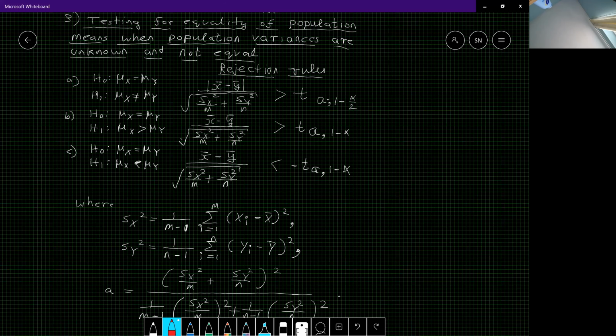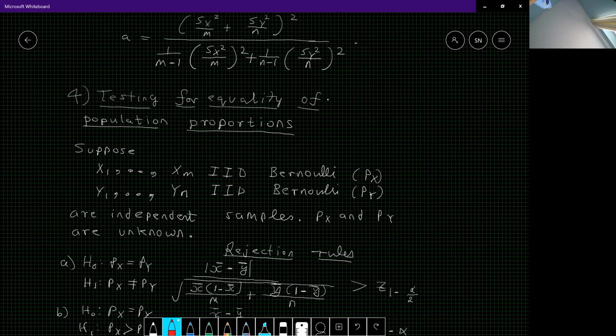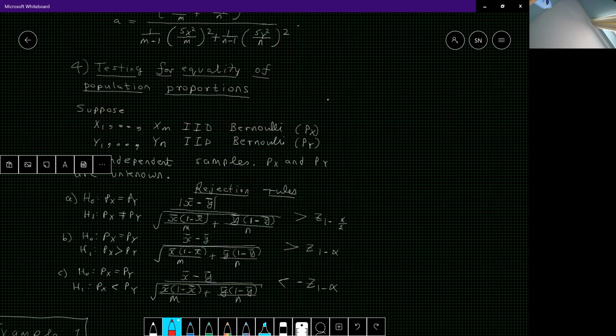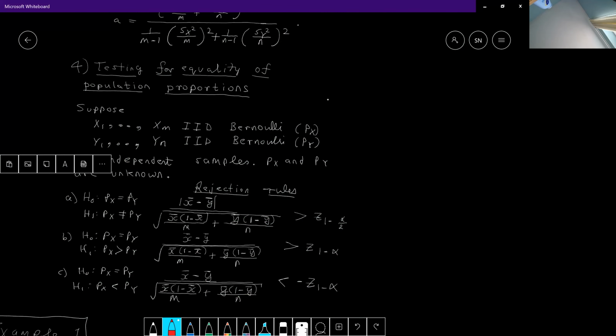And case number 4 I considered on Tuesday is this one, where we are testing for equality of population proportions. So for example, you may want to compare the proportion of smokers in UK for the male population and the female population. So whether you would like to know whether they are equal or not equal, right? That the proportion of smokers among males is equal to the proportion of smokers among females, or not.